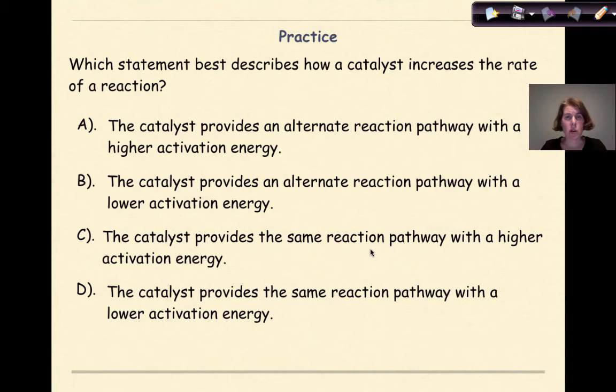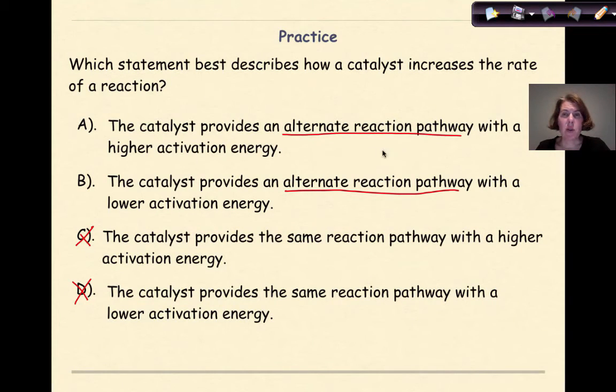Now we know that when we're drawing these potential energy diagrams represented with a catalyst, they both start with the same amount of potential energy of reactants and the same amount of potential energy of products. But it's a different pathway as you add in the catalyst. So we're looking for the wording that says alternate reaction pathway. So these two are a possibility. This one's out and this one's out.